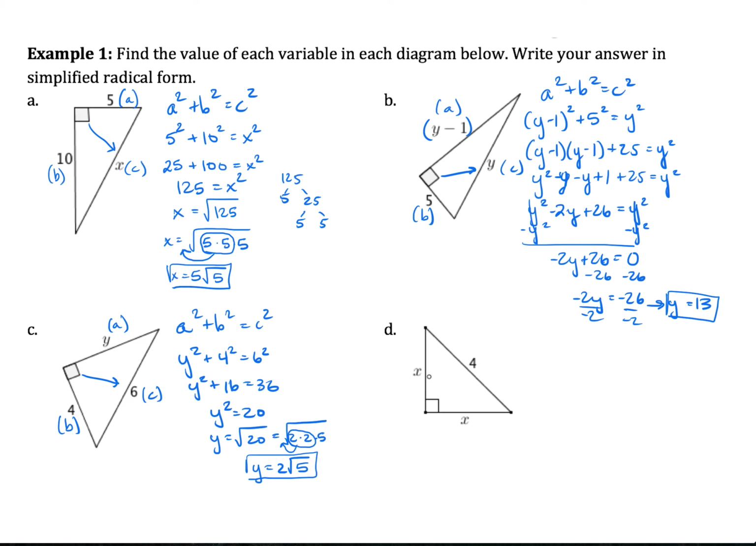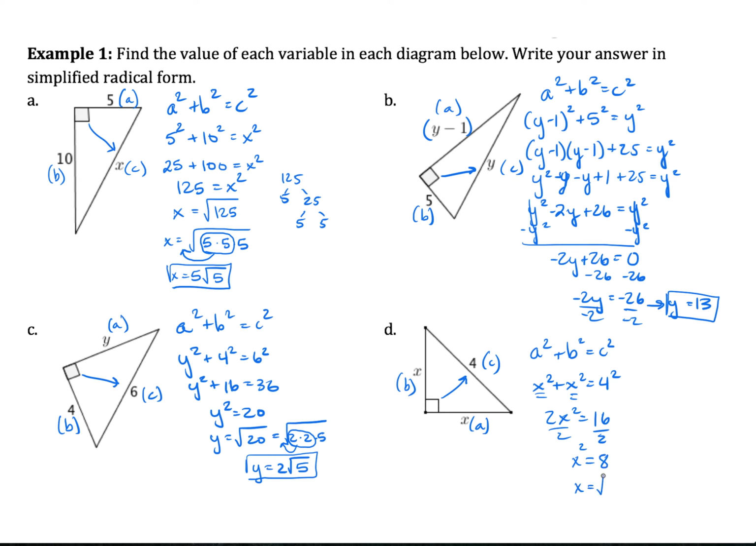Now lastly, we have this one, which has 2 x's. Now we can solve this because even though there's 2 x's, that's not 2 unknowns because it's the same unknown in both places. And we have a 4 right here. Now we know that that's going to be our c, and one of these can be our a, and the other one can be our b. So a squared plus b squared equals c squared will look like x squared plus x squared equals 4 squared. Combine these two like terms, and we have 2x squared equals 16. Divide both sides by 2, and we get x squared equals 8.